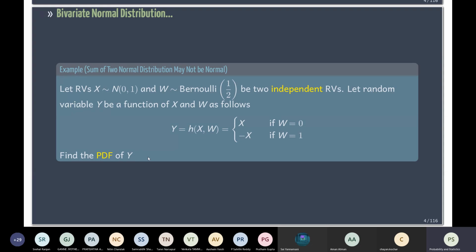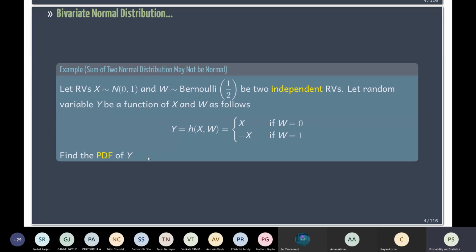So one thing to notice here is that if X is normally distributed, the negative of X also follows a normal distribution. That's an easy thing to establish. Because of the symmetry of the normal distribution, minus X will also be a standard normal, N(0,1). So that's the first observation we make. And then, yeah, we are supposed to find the PDF.